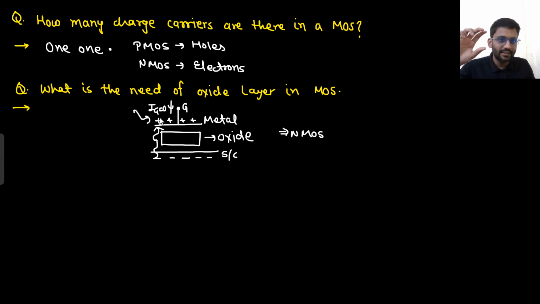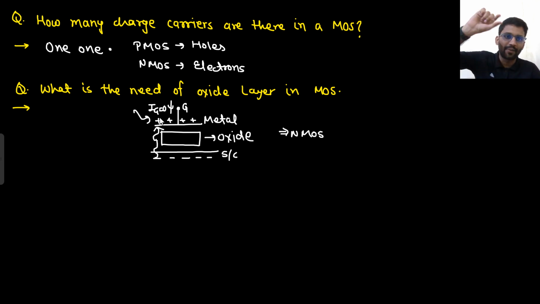And if they are not reaching the metal plate, we can make the inversion layer. And if the inversion layer is formed, then we can have the current in the NMOS. The drain current would be there. If this oxide layer was not there, then these electrons would have reached the metal plate, and then only gate current would have been there. There would be no drain current. But we want the drain current. We want the output current.